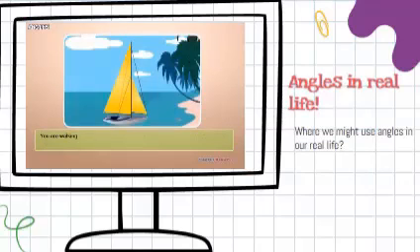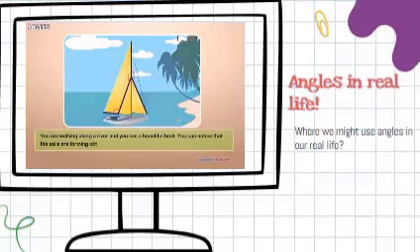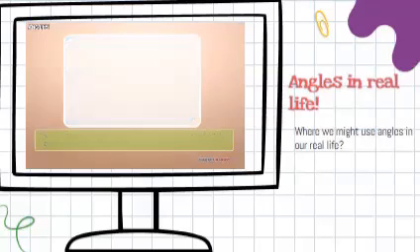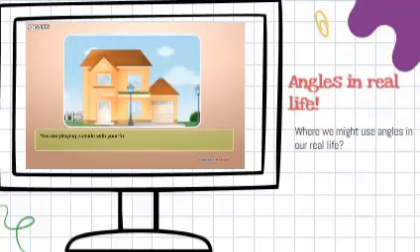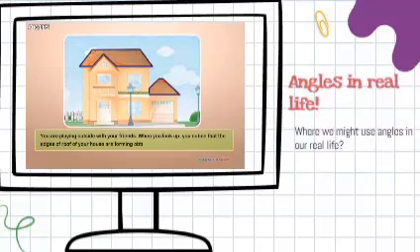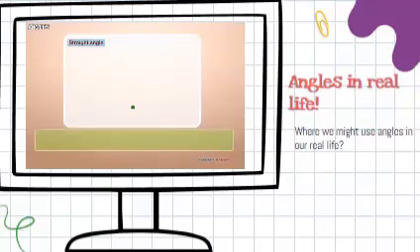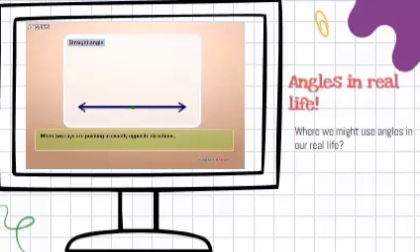You are walking along a river and you see a beautiful boat. You can notice that the sails are forming obtuse angles. You are playing outside with your friends. When you look up, you notice that the edges of the roof of your house are forming obtuse angles. When two rays are pointing in exactly opposite directions, they are forming straight angles.